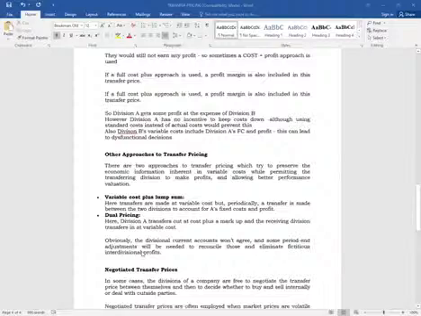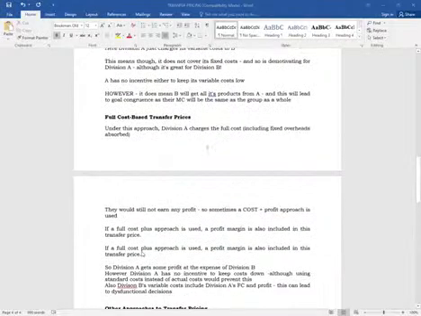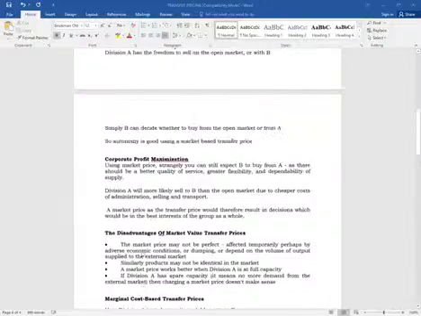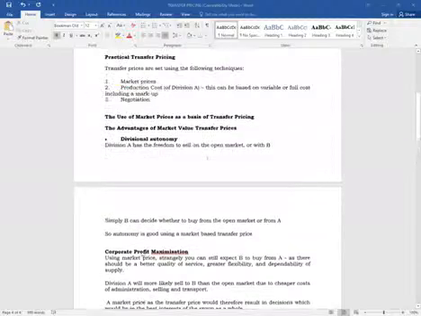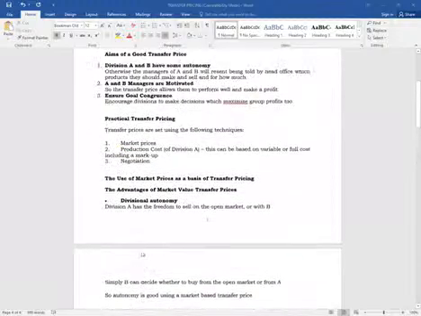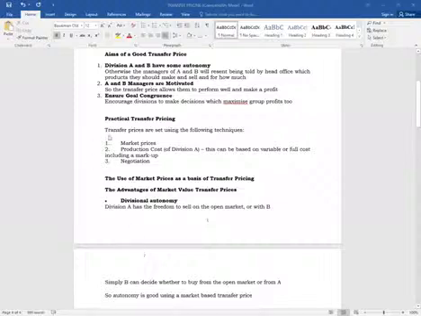Great. Now, the other thing that your celebrator wants us to discuss, ladies and gentlemen, is the practical transfer pricing, right? Transfer prices are set using the following techniques. Number one, we have market prices. Number two, we have production cost. Number three, we have what we call negotiations. Now listen, these are approaches to setting transfer prices. When you want to set transfer prices, what do you do?